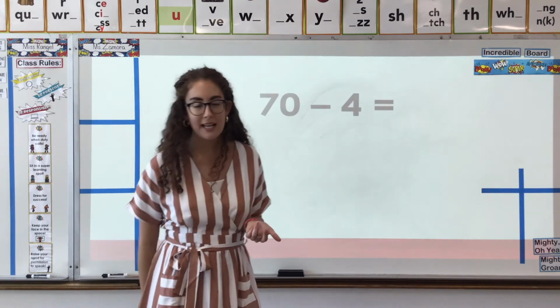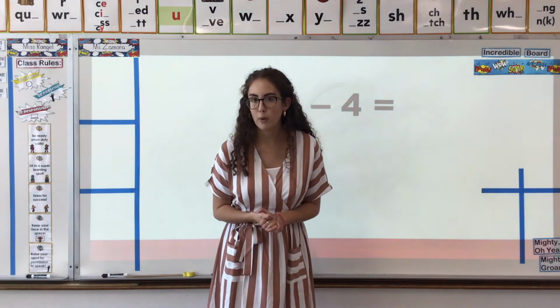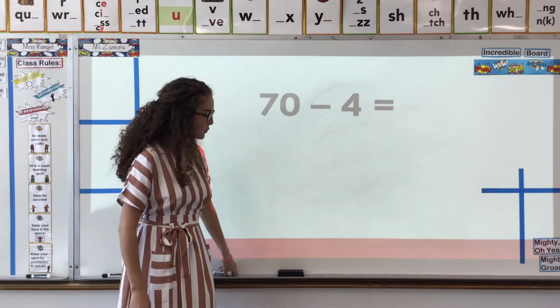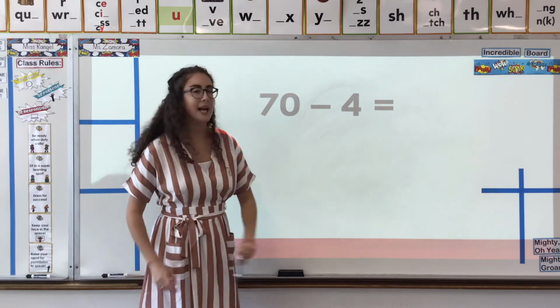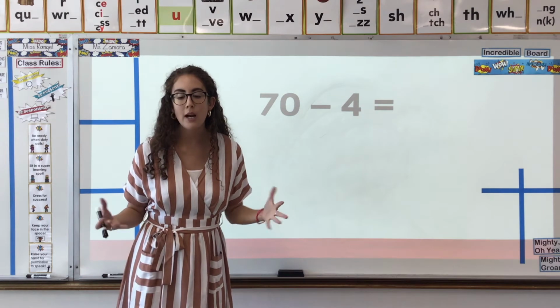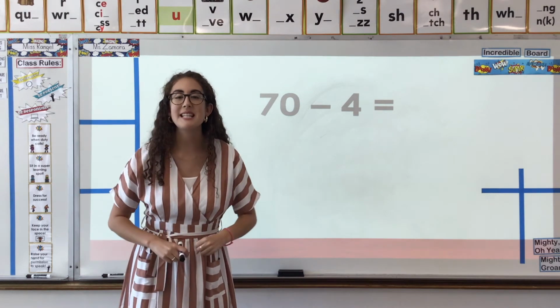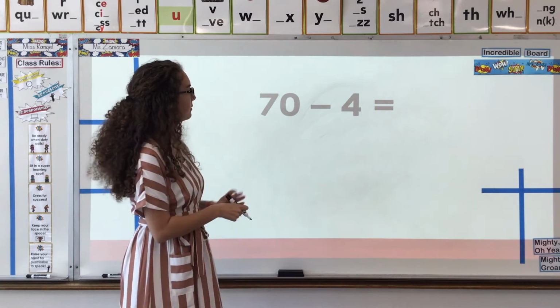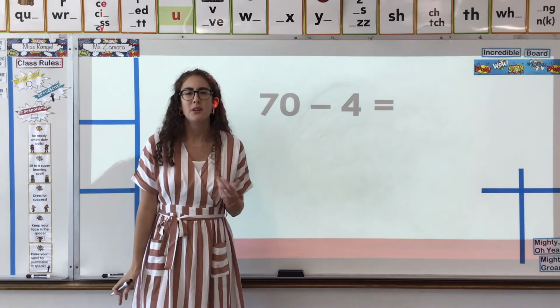because we have more problems to do. Here we go. Our next work is 70 minus 4. Can we solve 70 minus 4 by breaking it apart into simpler equations? Let's see. Okay, what's our first step? What do we want to do?